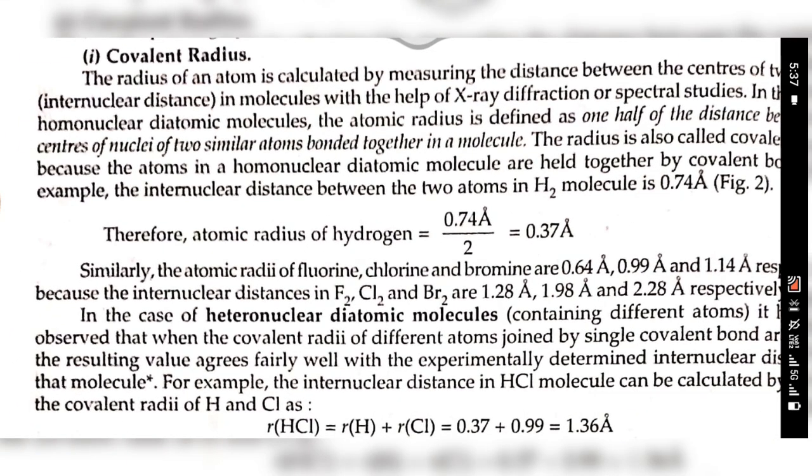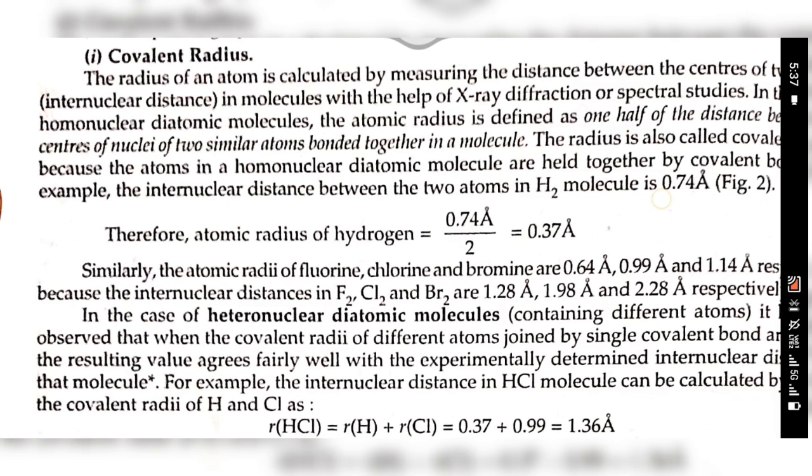Similarly, the atomic radii of fluorine, chlorine and bromine are 0.64 angstrom, 0.99 angstrom and 1.14 angstrom respectively, because the internuclear distances in F2, Cl2 and Br2 are 1.28 angstrom, 1.98 angstrom and 2.28 angstrom respectively.